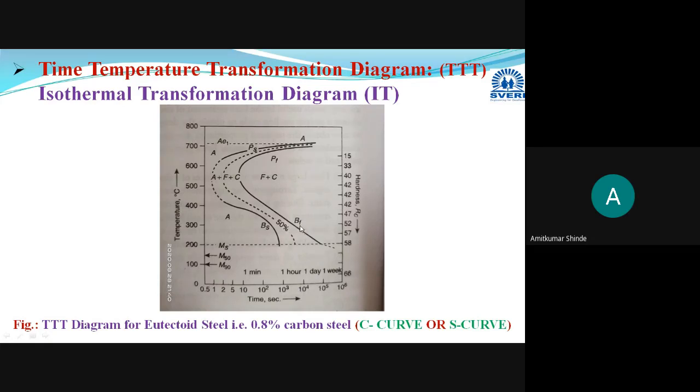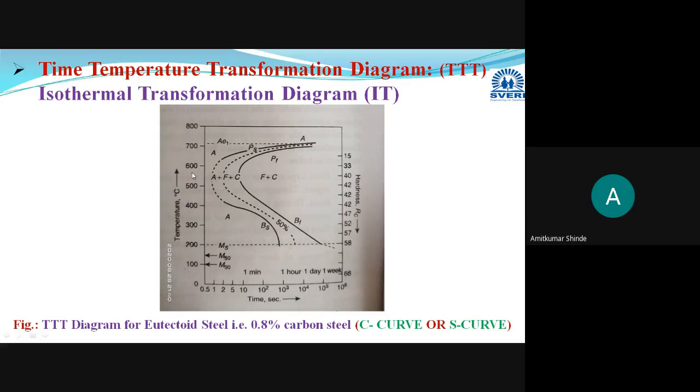This diagram will be helpful for selecting the proper cooling cycle to get the desired microstructure and desired properties. Now, how is this TTT diagram plotted or obtained? First I will explain it.